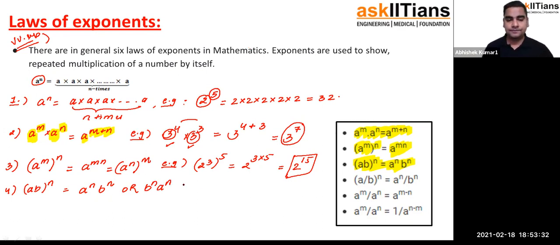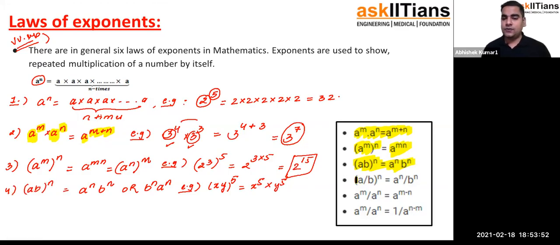For example, if they are asking me to calculate xy raised to the power, let's say 5, then I can always write it as x raised to the power 5 into y raised to the power 5. Understood?